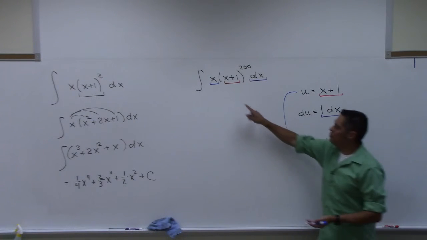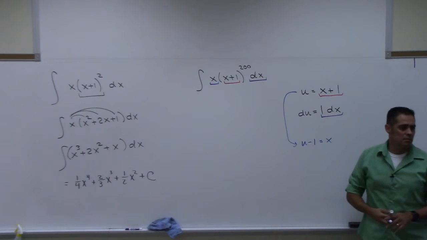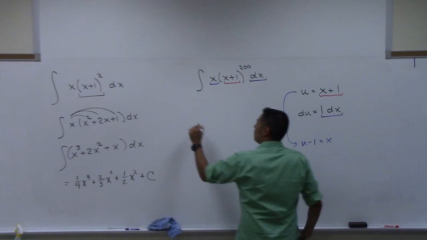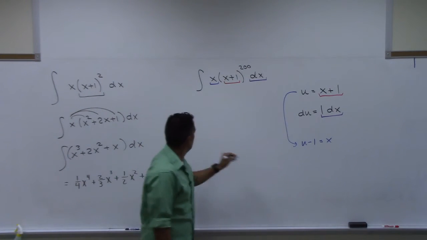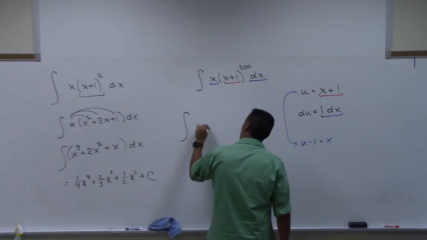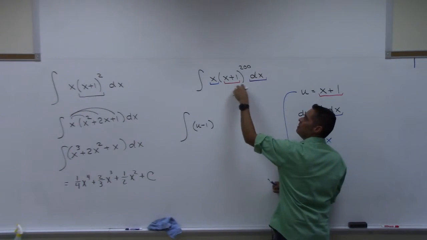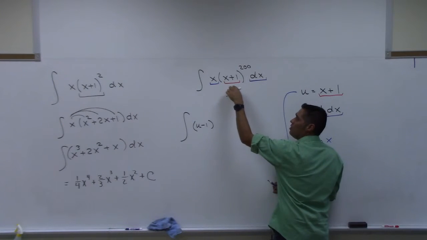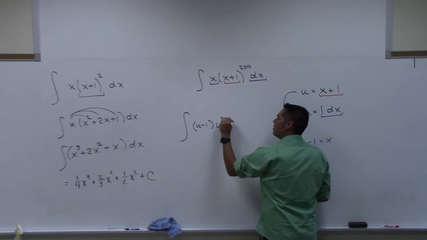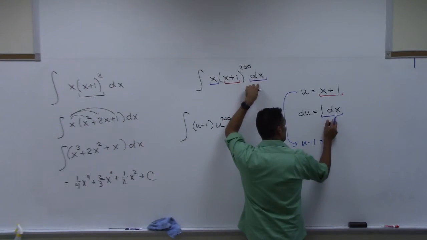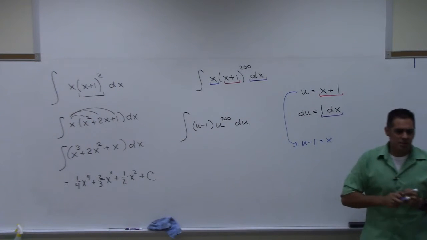So we will be able to replace this, this, and this. And now we rewrite the integral. So x becomes u minus 1. Now I need that in parentheses, because that x is going to multiply times this. What's this? U to the 200th power. Well, crap, we haven't really solved that problem. dx is du. Okay, so maybe your substitution was no good.